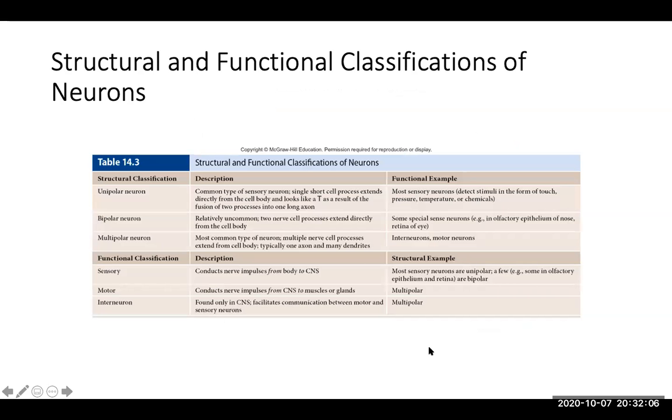So this is a great chart to review the structural and functional classifications of neurons. So feel free to pause the video and just take a couple minutes to view this on your own.